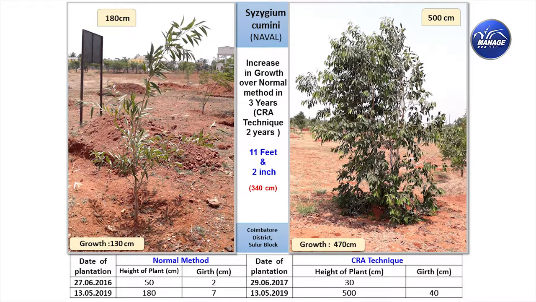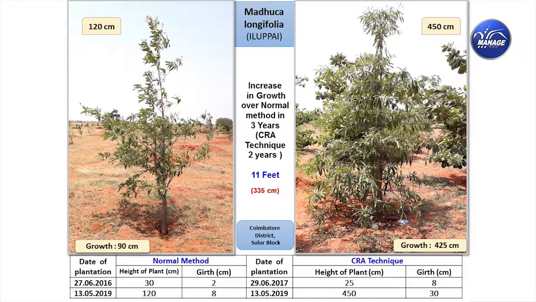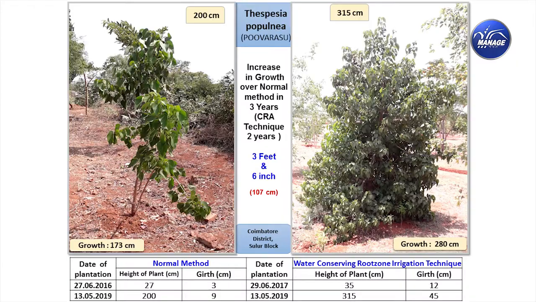And Syzygium cumini. Here 11 feet and 2 inches. And Madhuca longifolia. Difference is about 11 feet. This species, Pongamia, this is about 3 feet and all.